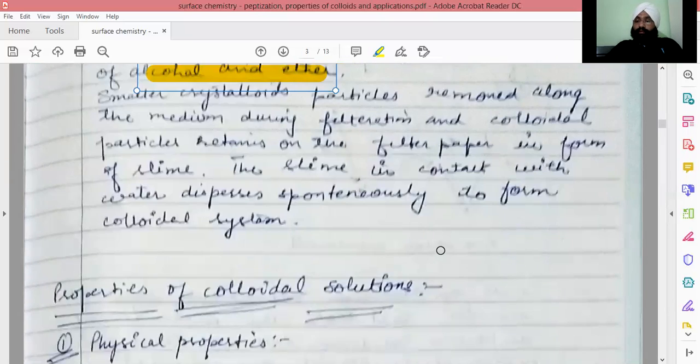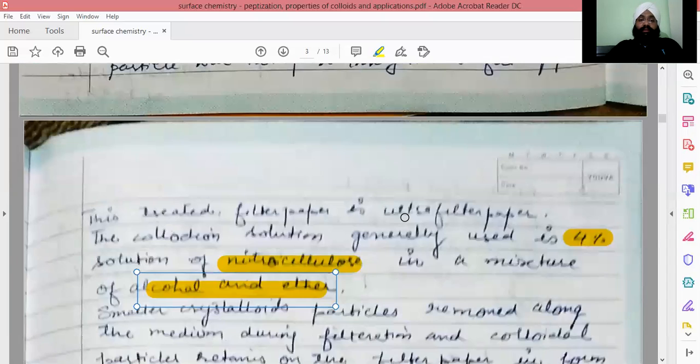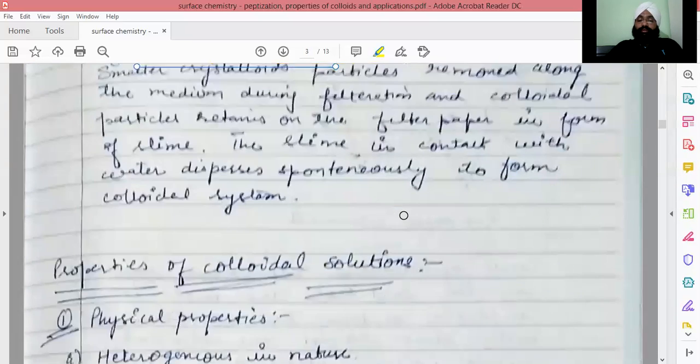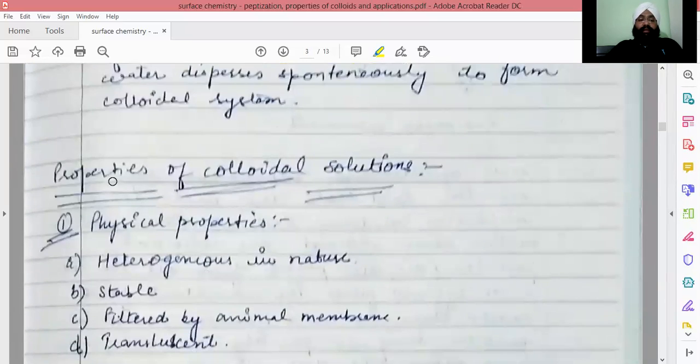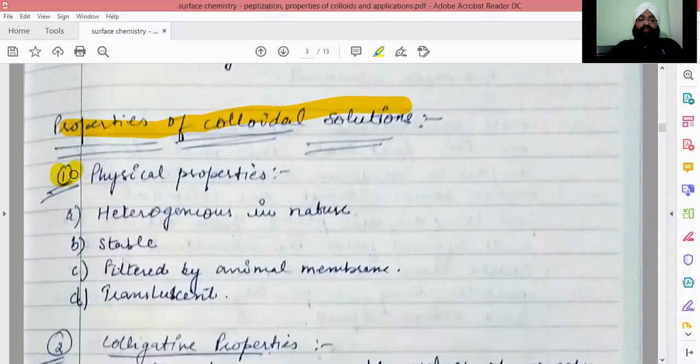So these are the processes by which we can define the colloidal solutions. Next is the properties of the colloidal solution. So first we'll discuss physical properties.